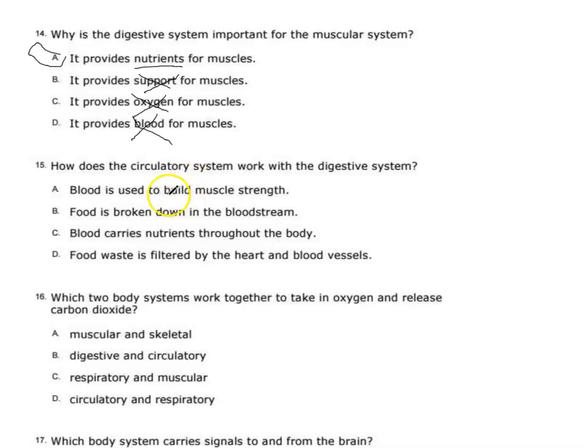Number 15. How does the circulatory system work with the digestive system? Garrett. B, food is broken down in the bloodstream. Is that where the food is broken down? No. Not B. What is the better answer? Give him a minute. Let him look at that. It is definitely C. Once the nutrients are broken down, your blood carries those through the body because of our transport system, the circulatory system.